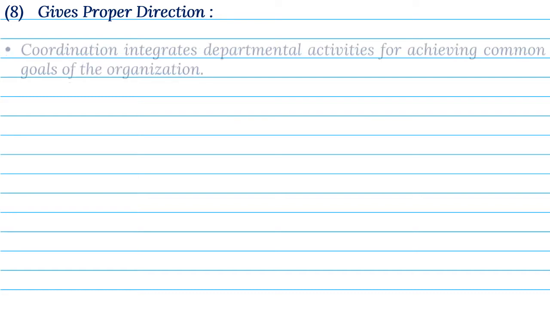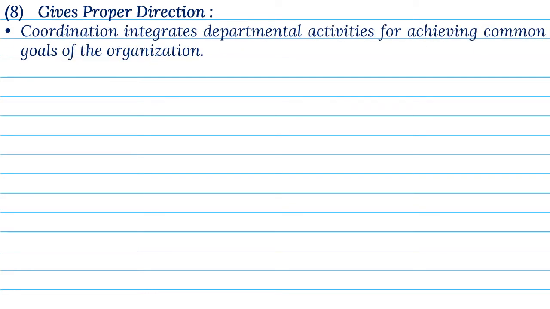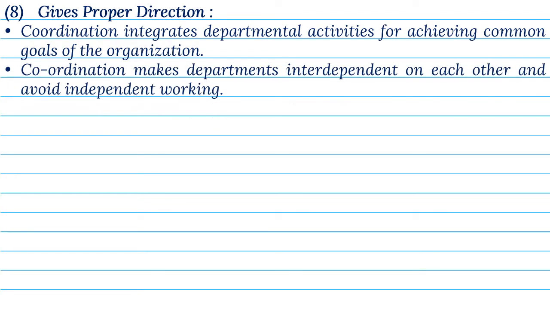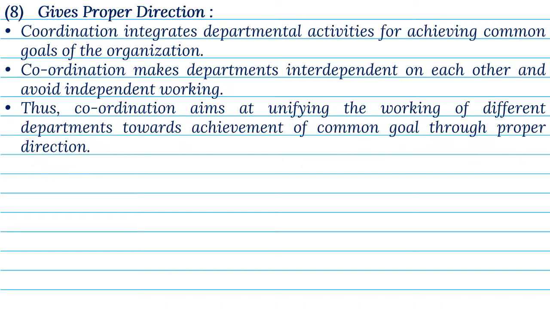8. Gives proper direction. Coordination integrates departmental activities for achieving common goals of the organization. Coordination makes departments interdependent on each other and avoids independent working. Thus, coordination aims at unifying the working of different departments towards achievement of common goal through proper direction.